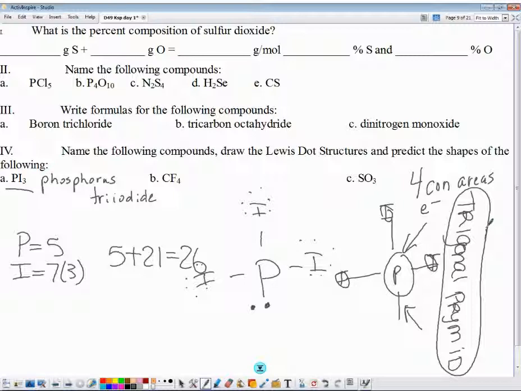Okay, let's build it. Here we go, Hunter, just for you. This is what it looks like. It's got 3 things bonded to it. That's where the trigonal part comes from. And when I put it down, it's not flat, so it's not planar. It makes like a little pyramid on the bottom. That's why we call it trigonal pyramidal. You with me?